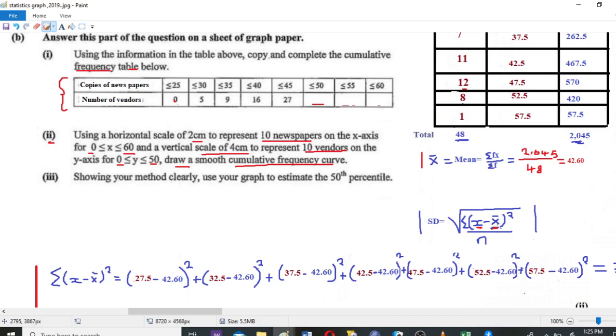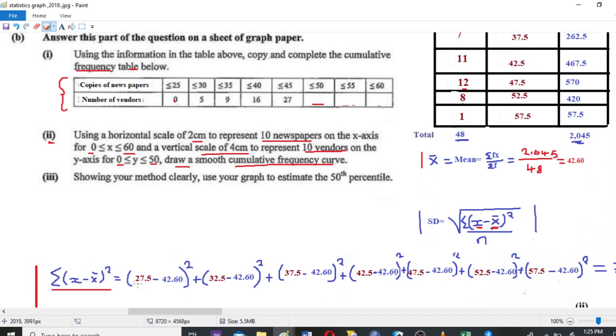Afterward, we add everything, then we divide by n, then we find the square root. That's the procedure. So we start with what is inside: open bracket x minus x bar, which is our mean, close bracket squared. This is what we have inside the square root.